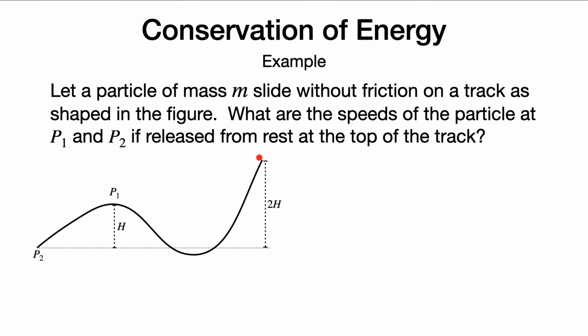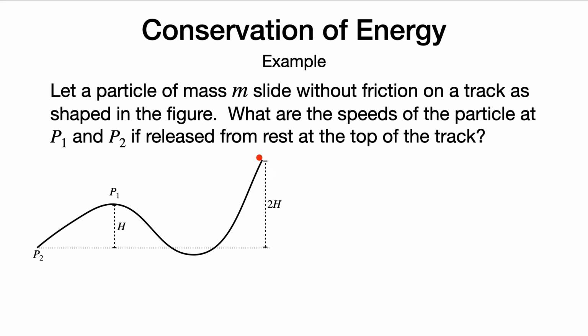So consider the following example. Let a particle of mass m slide without friction on a track as shaped in the figure. What are the speeds of the particle at position P1 and position P2 if released from rest at the top of the track? First of all, if we try to solve this problem using standard Newtonian mechanical techniques, F equals ma, this would be a very difficult problem to solve.